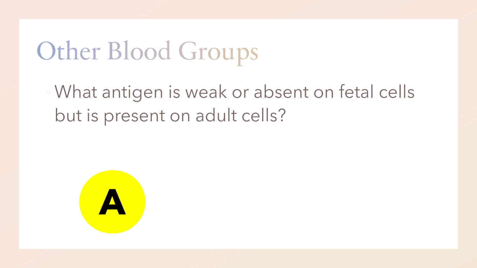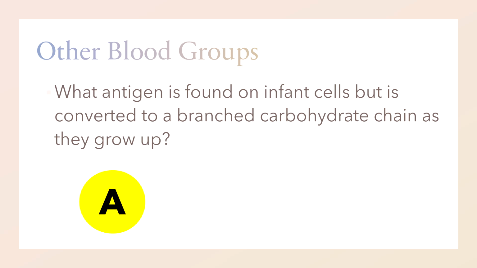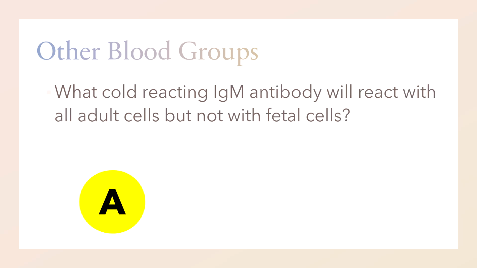What antigen is weak or absent on fetal cells but is present on adult cells? The capital I antigen. What antigen is found on infant cells but is converted to a branched carbohydrate chain as they grow up? The little i antigen. What cold reacting IgM antibody will react with all adult cells but not with fetal cells? Anti-capital I.